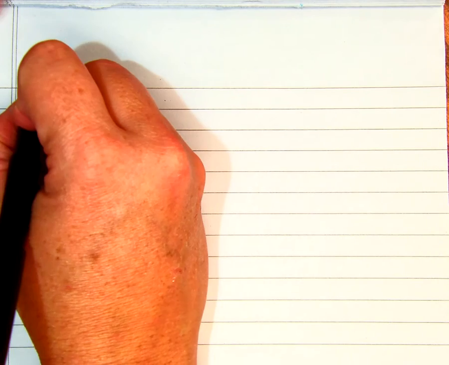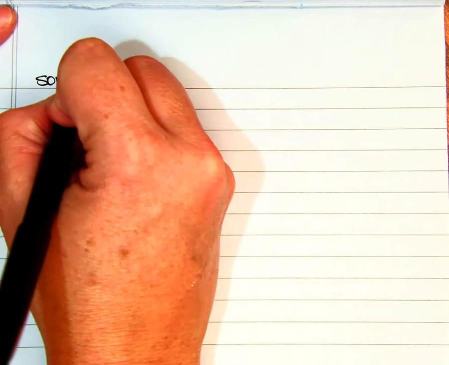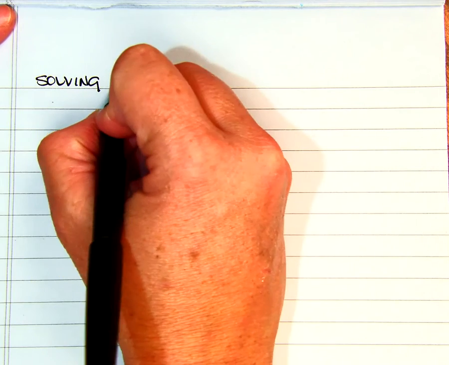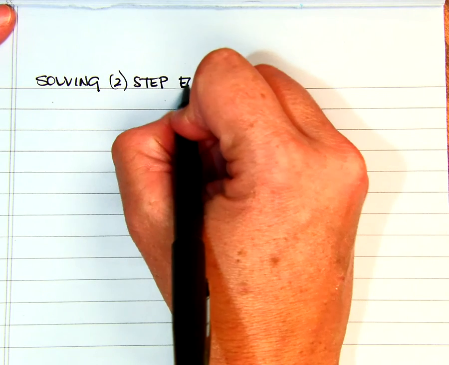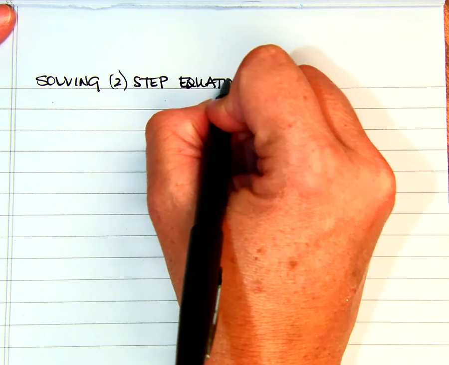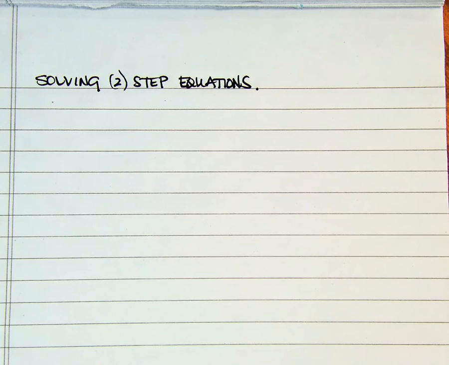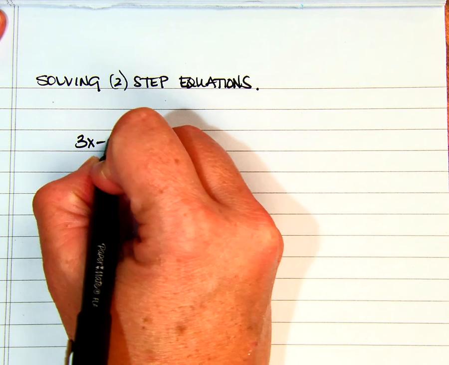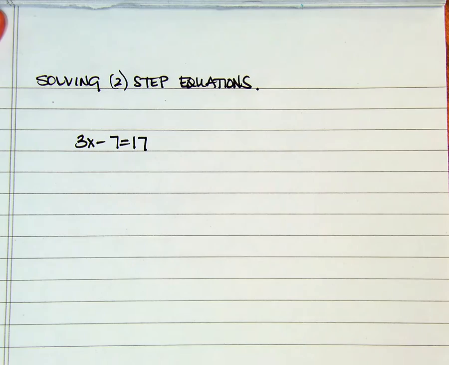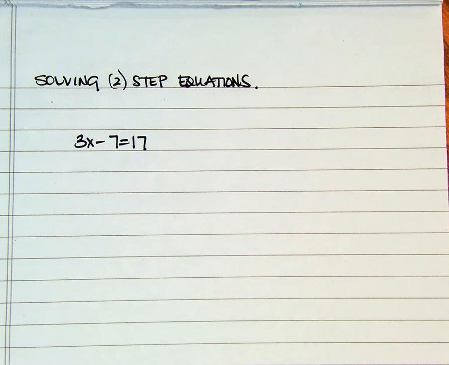Okay, so we are going to look at solving two-step equations. We've already done the one step. Now we're moving on to two-step. So let's look at 3x minus 7 equals 17. We are always trying to get the variable by itself.